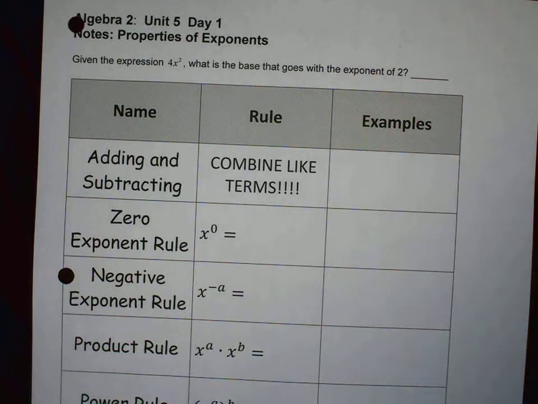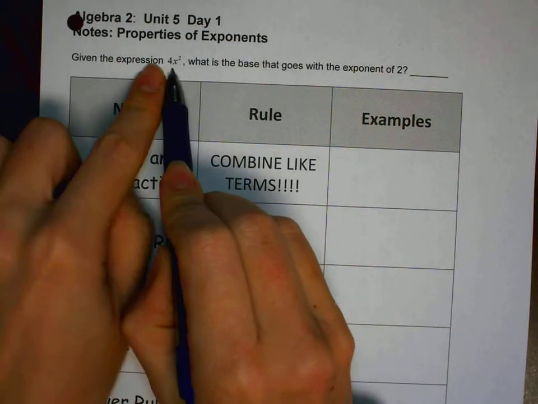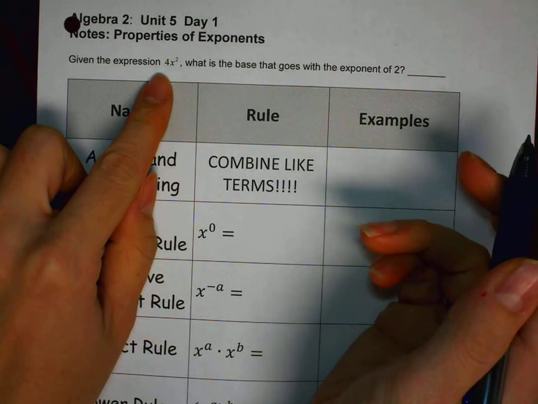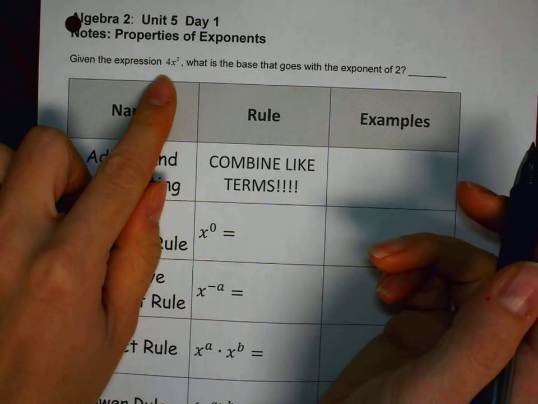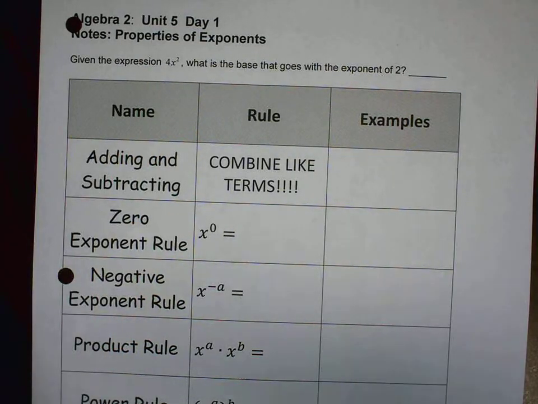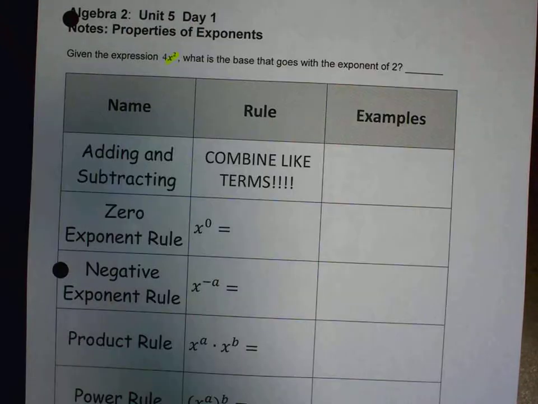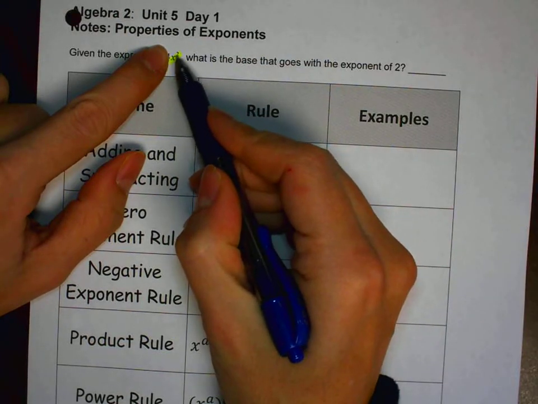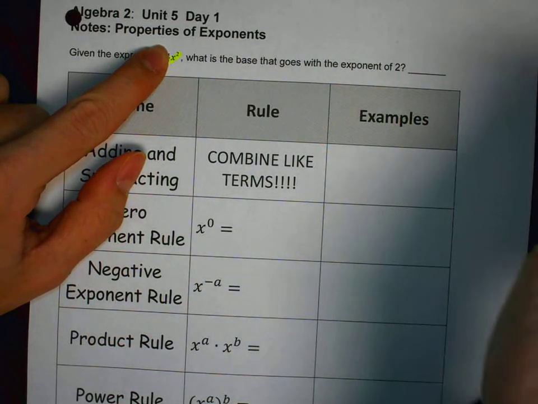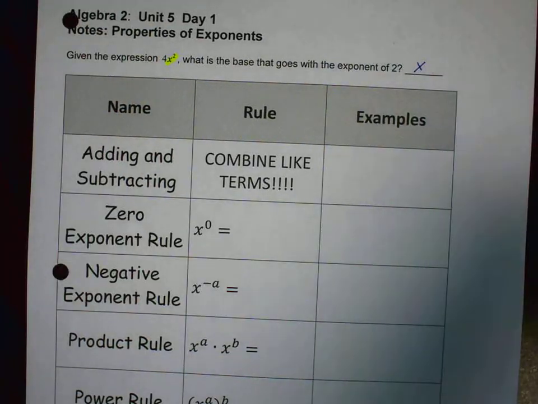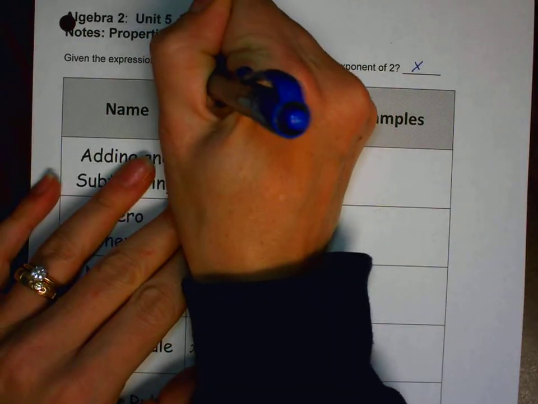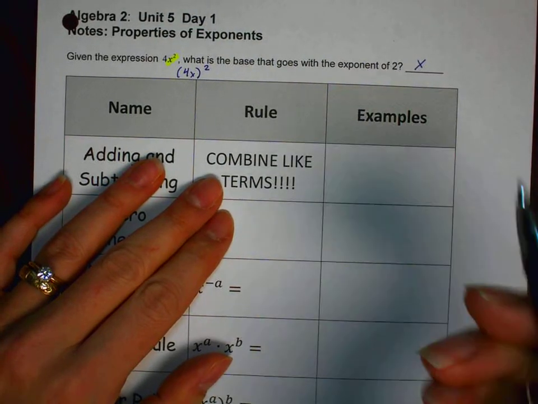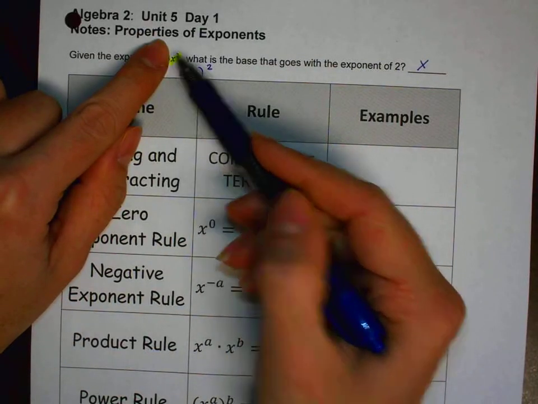So to start with, if I'm given this, 4x squared, what is the base that goes with the exponent of 2? So you have to be really careful with parentheses when we are dealing with exponents. The exponent only applies to what it touches. And if there's no parentheses, it's only what it directly touches. So in this case, the base that goes with 2 is just the x, not the 4. Now, if it was written this way, (4x) squared, that would be different. It would apply to both of them. But right now, it's only what it touches, so it's only the x.